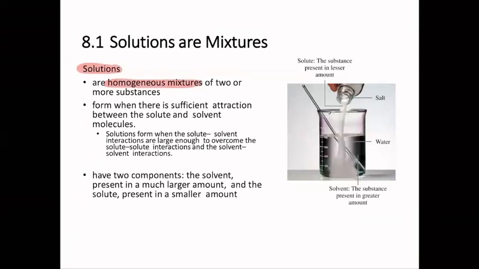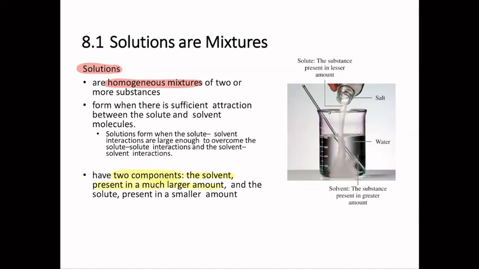So how are solutions made? Well, solutions are made by several components. Let's first establish that when it comes to the components of a solution, we have 2 main things that must be present. The first one is the solvent. And the solvent is going to be the substance that is found in a larger amount.